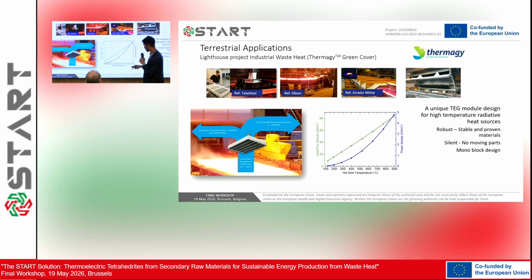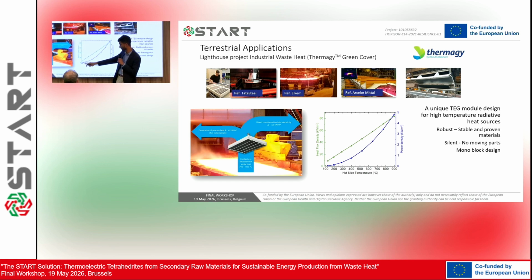So here you see a plot of the hot side temperatures, the heat flux densities, and the electrical power densities that you get out of such a probe. So what you can identify is that the silicon germanium works quite well from 600 degrees centigrade up to 900 degrees centigrade. Below that, we need another solution. And this was our main motivation to also look at the tetrahedrite materials within the START project.